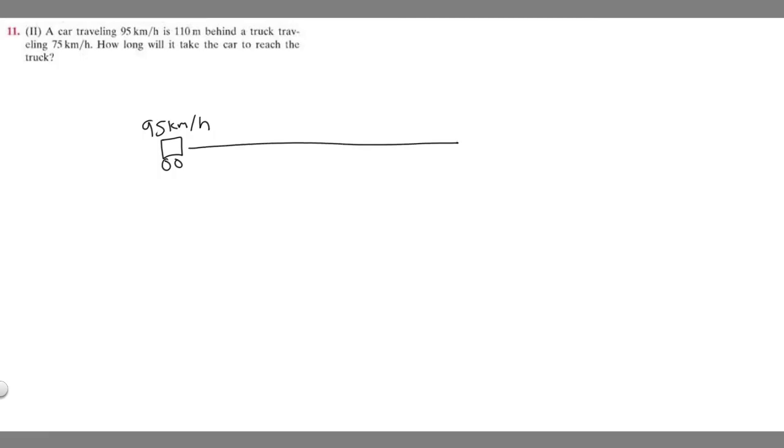So if we draw this length here, and I draw the truck, it's going to be 110 meters between the two. And this truck is going to be traveling 75 kilometers per hour. So the first thing that you want to do whenever you solve a problem like this is make sure your units align. So keep in mind that these are in kilometers. Our velocities are in kilometers. But this distance right here is in meters. What we want to do is turn it into kilometers.